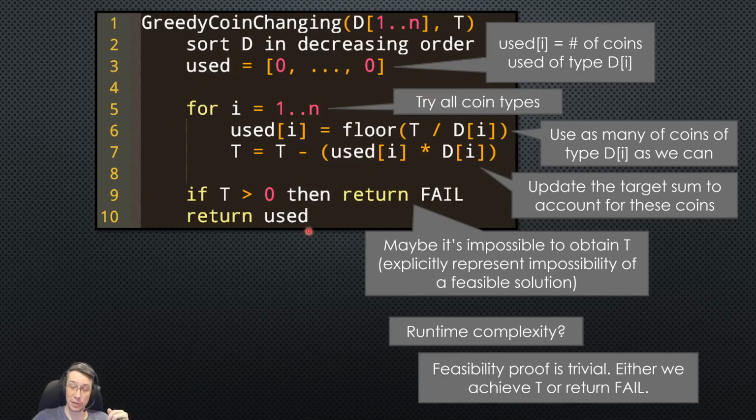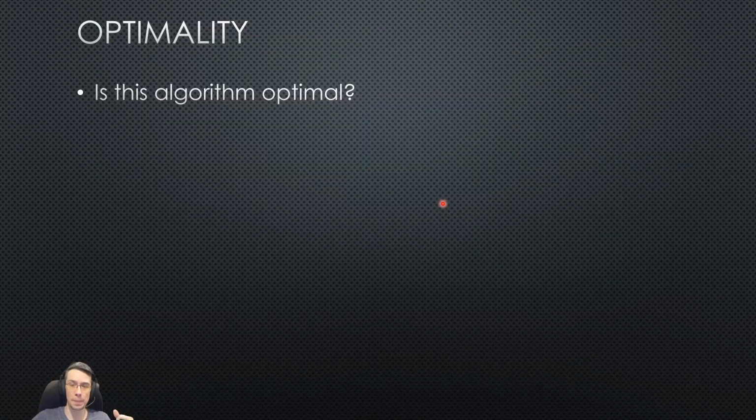The feasibility proof for this algorithm is really trivial, at least an informal one is. Either we achieve the target sum t or we return fail. So if we don't return fail, then the solution is feasible. And if we do return fail, then we wouldn't define that to be a feasible solution, and we wouldn't say we've solved the problem in that case.